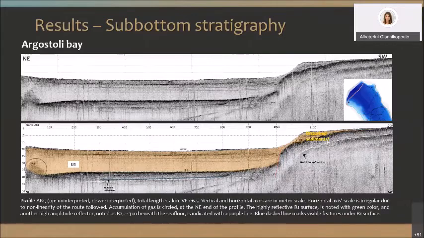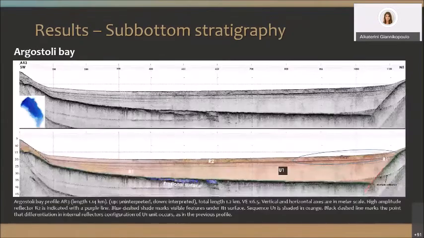Surface R1 exhibits an abrupt disruption towards the southwestern part of the profile. The red dashed line accompanying this feature indicates the presence of a fault. Next is presented the profile AR3. It is parallel to the previous one, located at the central part of the bay.